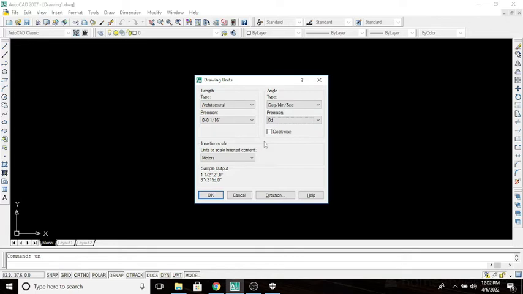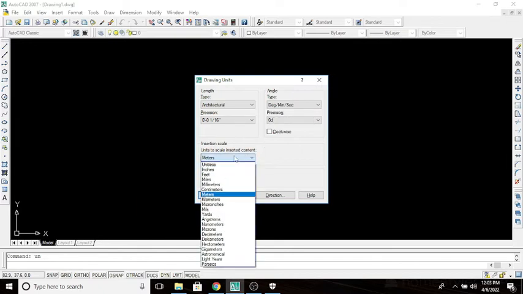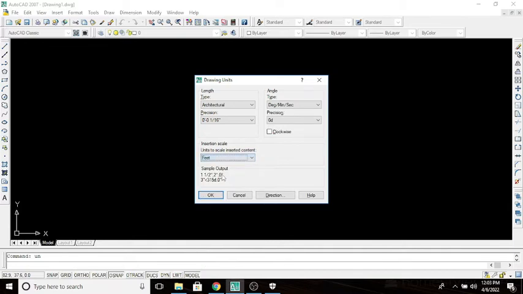Now the most important thing is the insertion scale. If you select the insertion scale to feet, it means that when you draw a line in AutoCAD, you don't even need to give a sign to your feet value. Are you getting my point?